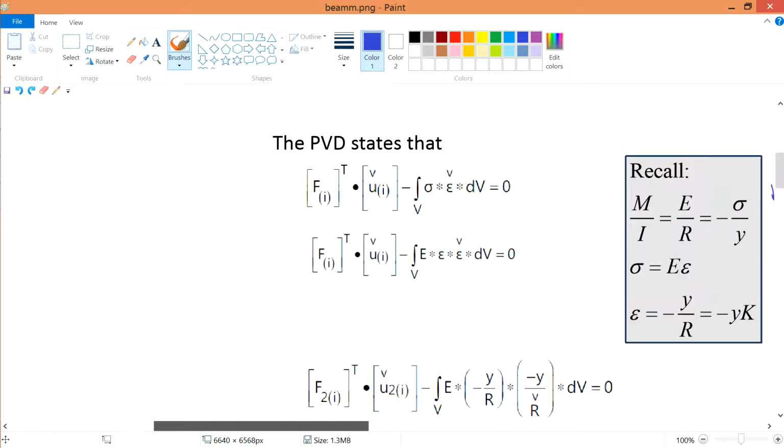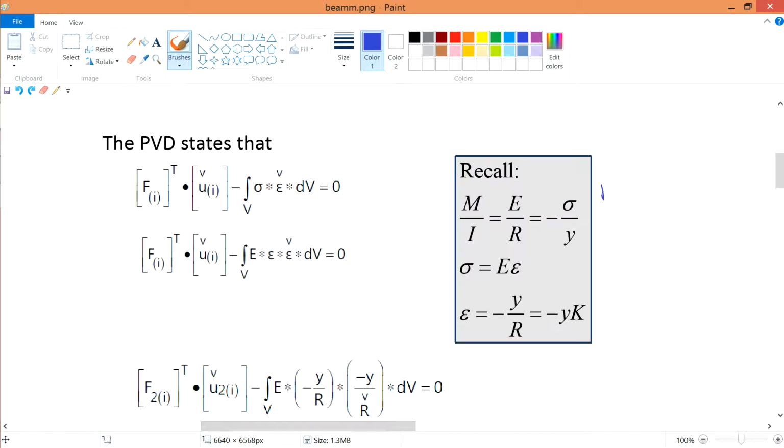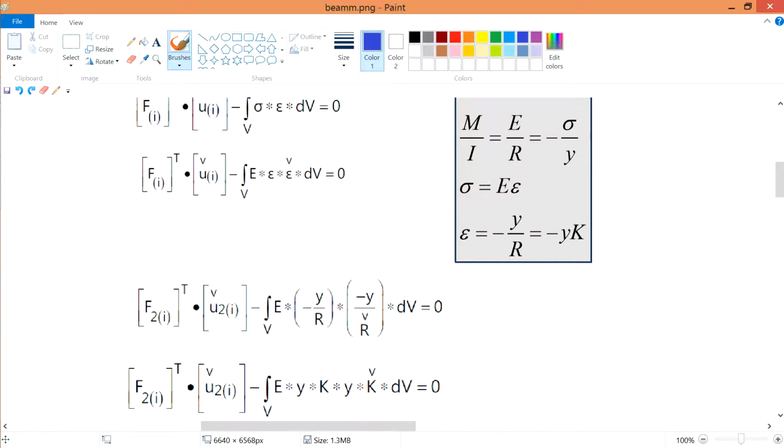In a later part, if I happen to update with a new video, you'll see it. So for my strain, I'll substitute in minus y over r, since you know that strain is equal to minus y over r. I think you get what I mean. It's from the previous video. While for the virtual strain, I'll substitute in minus y over the virtual radius, the original virtual radius.